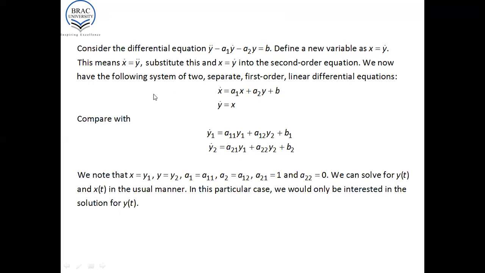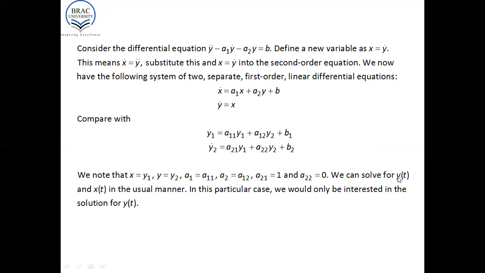And we will now have the following system of two separate first order linear differential equations: x dot equal to a1 x plus a2 y plus b, and y dot is equal to x. Now compare this with y1 dot is equal to a11 y1 plus a12 y2 plus b1, and y2 dot is equal to a21 y1 plus a22 y2 plus b2. Notice that x is equal to y1, y is equal to y2, a1 is equal to a11, a2 is equal to a12, a21 is equal to 1, and a22 is equal to 0.